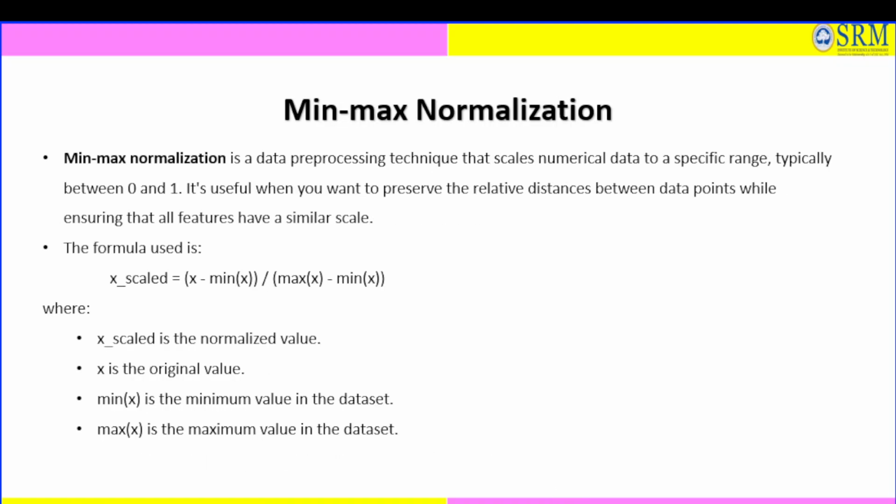Next comes the min-max normalization. Min-max normalization is a technique used to scale numerical data to a specific range, typically between 0 and 1. It is helpful when you want to compare different features on a common scale, or when your model expects data within a certain range. The formula for min-max normalization is x scaled = (x - min of x) / (max of x - min of x). x scaled is the normalized value, x is the original value, min of x is the minimum value, and max of x is the maximum value in the data set.